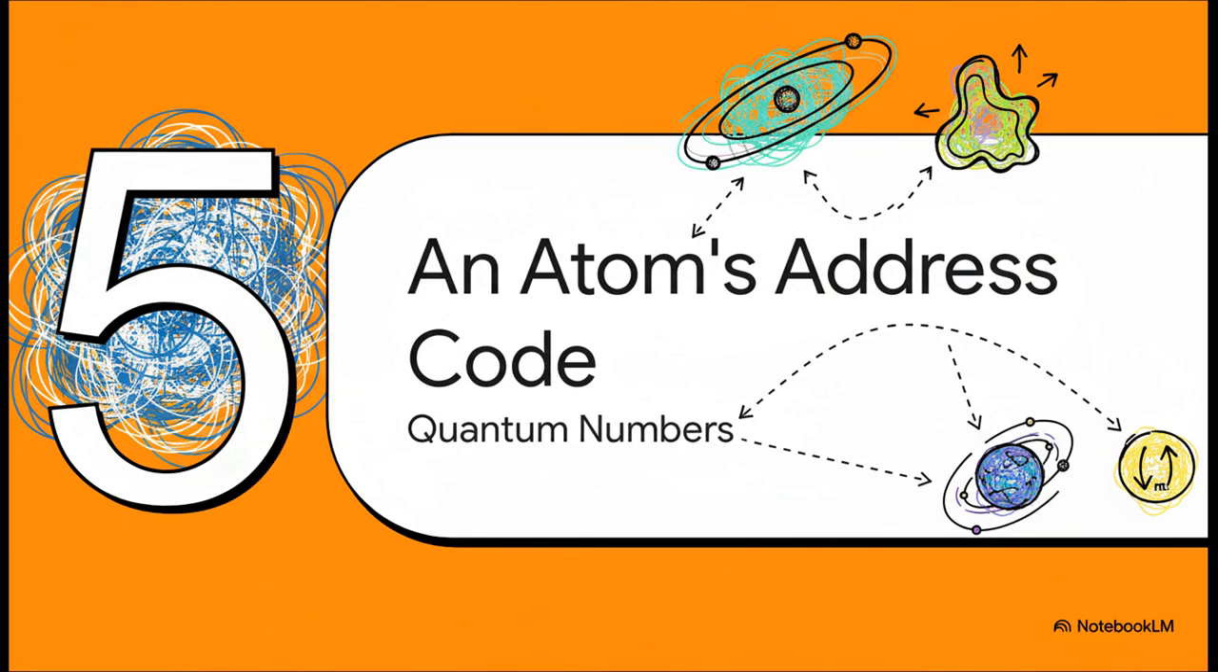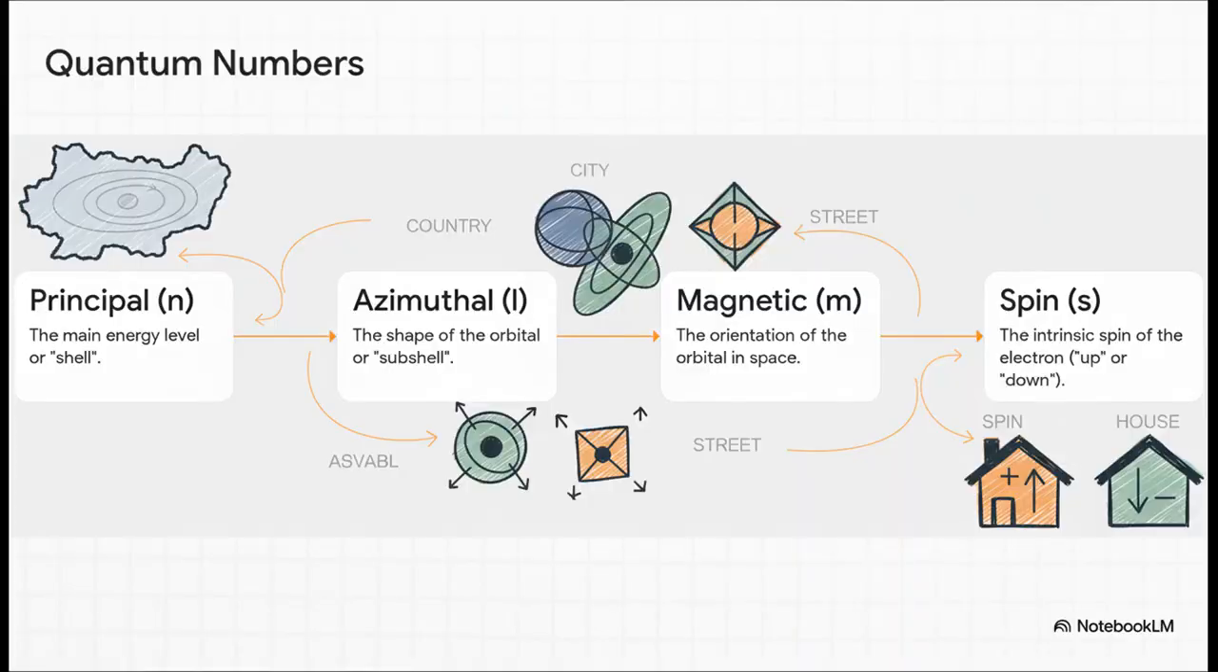So, if we can't know exactly where an electron is, are we just totally lost? Nope. This is where physicists got really clever. They came up with a system of 4 quantum numbers that work together like an address for every single electron in an atom. And it's really just like a mailing address. The first number, N, tells you the main energy level. Think of that as the state. The next number, L, tells you the shape of the orbital. That's the city. The third number, M, tells you how that shape is oriented in space. That's the street address. And finally, the spin, S, is like the apartment number. And there are only 2 choices, which we just call up or down.